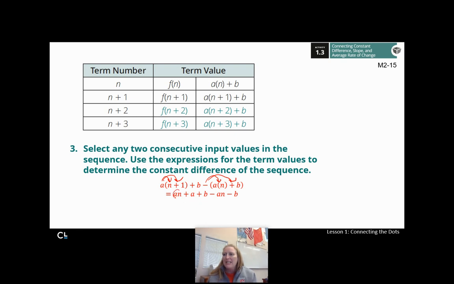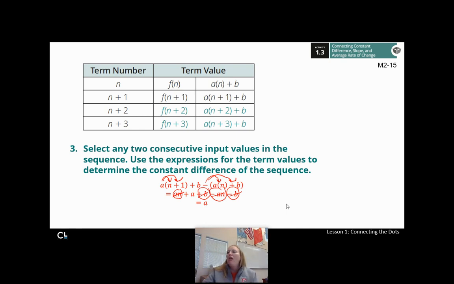And then I noticed something. I had a positive an and a negative an, which means they're going to cancel each other out. Yep. An minus an, I got nothing. I also noticed my b's are going to cancel out because I have a positive b and a negative b, and b minus b is zero. They are also dead. And lo and behold, that means all I had left was a.